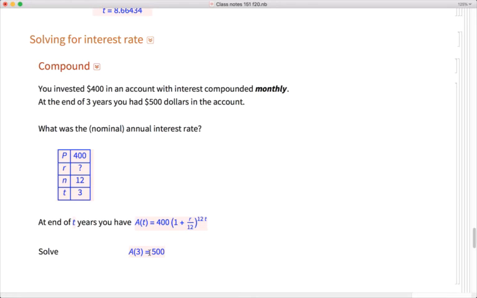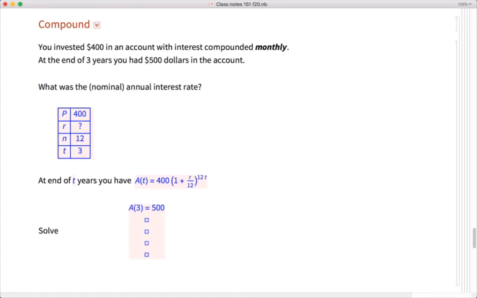Okay. So A of 3. So here's the formula for A of t. The t is here, so we've got to plug in a 3 up here. And that's to be $500. Okay. Clean up a little bit. This is 36 in the numerator. I'm going to divide through by 400, and this will be 1.25. Okay.